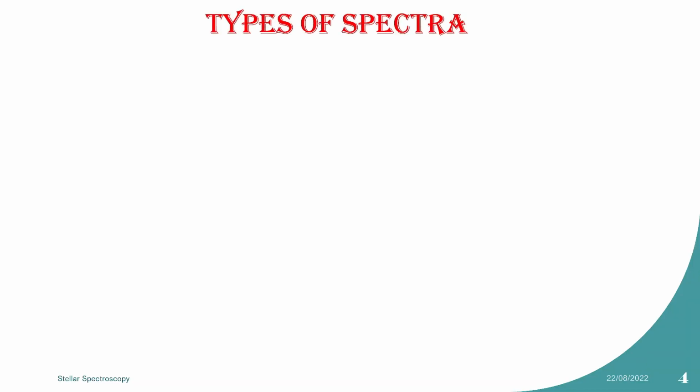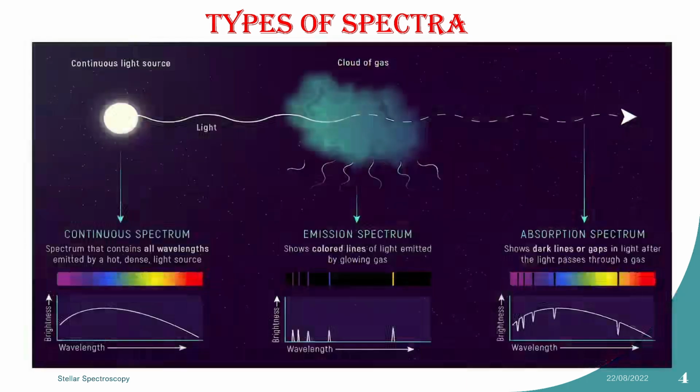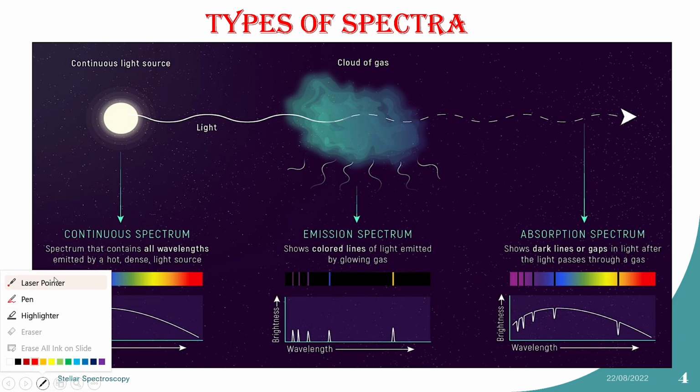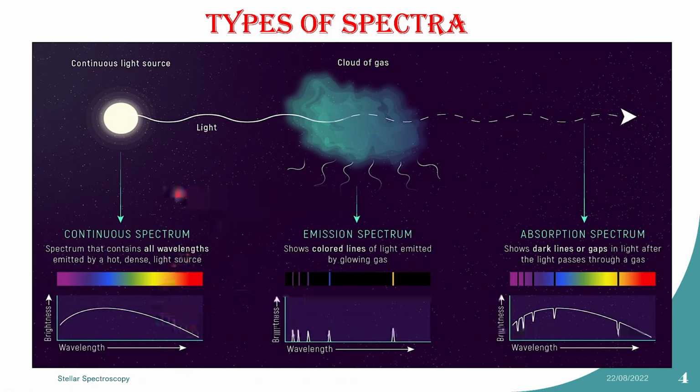Now, there are mainly three distinct types of spectra: continuous spectrum, absorption spectrum, and emission spectrum. Continuous spectrum contains all wavelengths emitted by a hot, dense light source. As you can see in the first graph, this is the brightness versus wavelength, a graph of the light emitted by the source, which here is the star. And this is the continuous spectrum. As you can see, no dips or peaks are present in this graph or spectrum.